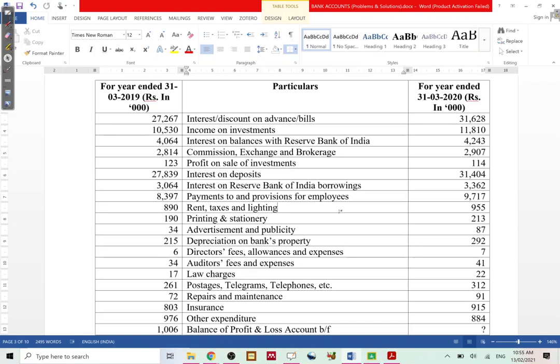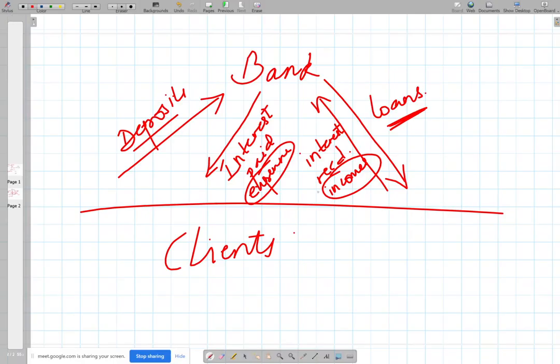Okay, let's take the first item, interest or discount on advance or bills. Okay, now there are two things here. One is interest on advance, one is discount on bills. We'll try and understand both things.